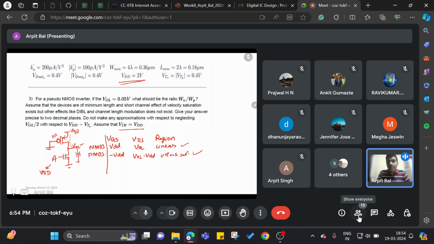The next question was related to the Pseudo-NMOS inverter, and it was mentioned that if VOL is given as 0.05, what should be the ratio of WN by WP? Here I mentioned why exactly the VOL condition is taken into consideration, because that is the worst case scenario, and based on the worst case scenario we always take care of the design.